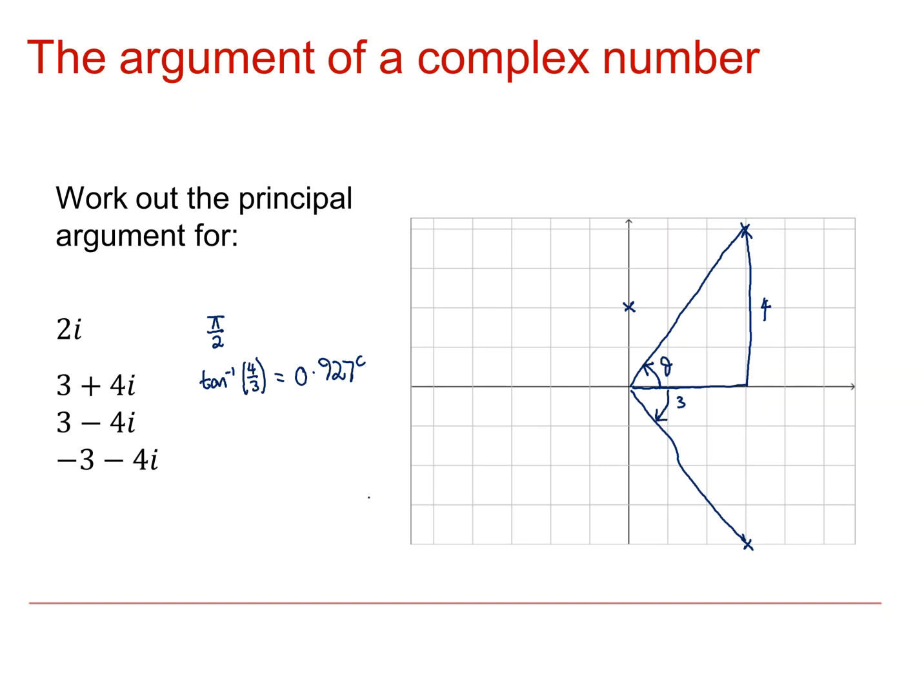For the complex number 3 minus 4i down here, you can see that the angle theta that we require is simply the negative of the answer to the previous one. So the argument of 3 minus 4i is just minus 0.927 radians.